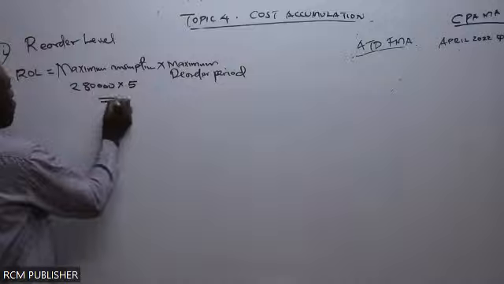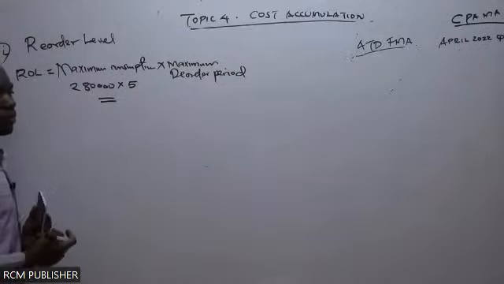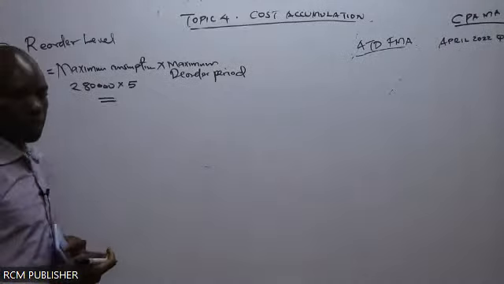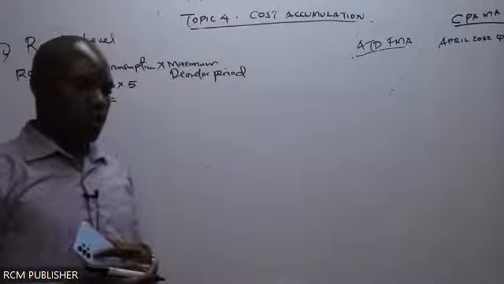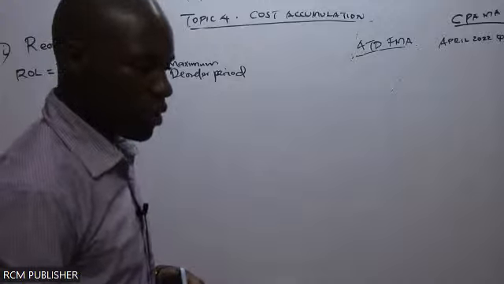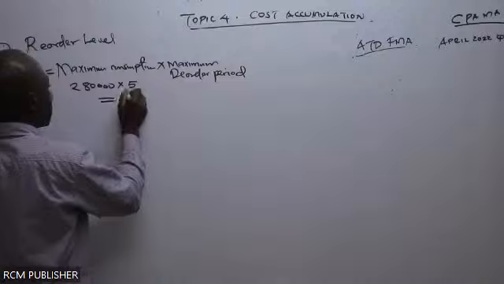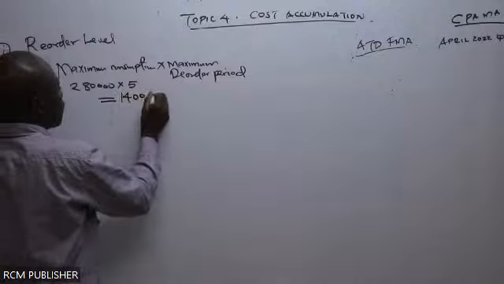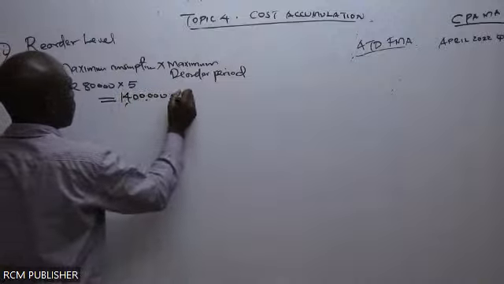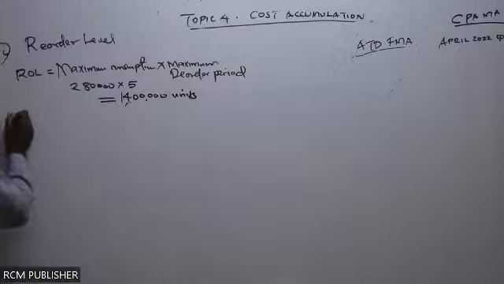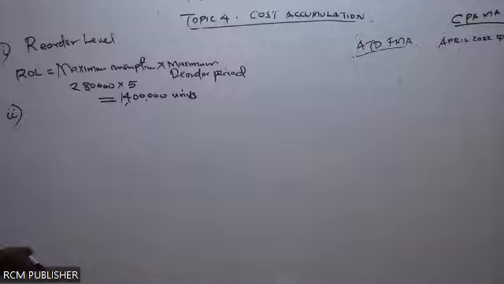What will I have as the reorder level? The reorder level, I'm being told it is 1,400,000. That is what Keller is telling me. Another person to confirm.